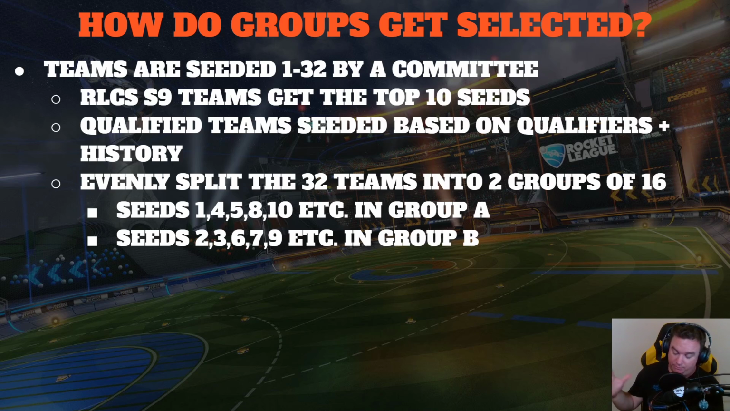I forgot about this step, but let's talk about it really quick. The groups are selected: teams are seeded 1 through 32 by a committee. The Season 9 teams from RLCS get the top 10 seeds, so they get that little bonus for being in the RLCS. So even if a team played poorly throughout the community tournaments, they will still be a top 10 seed going into this tournament. Qualified teams will be based on their qualifiers.